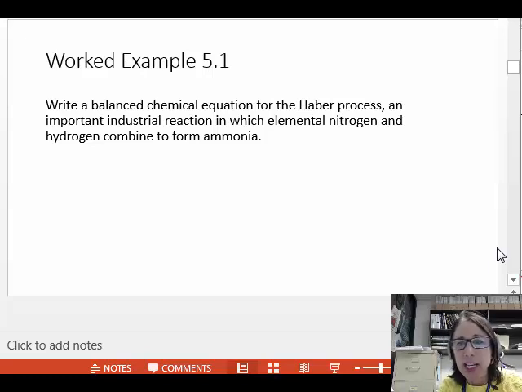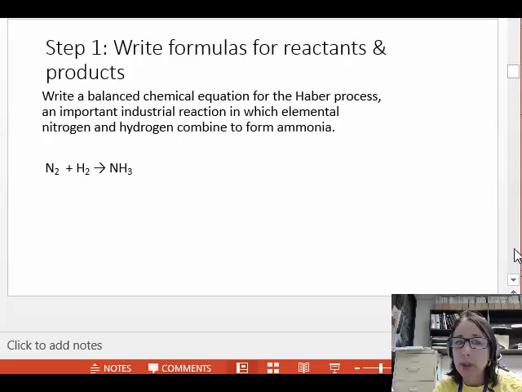The best way to see how balancing chemical equations works is to dive in and do it. Let's look at Worked Example 5.1, which states: write a balanced chemical equation for the Haber process, an important industrial reaction in which elemental nitrogen and hydrogen combine to form ammonia.